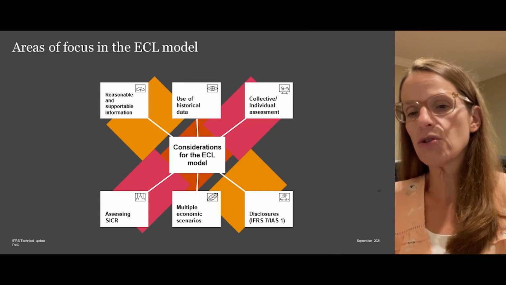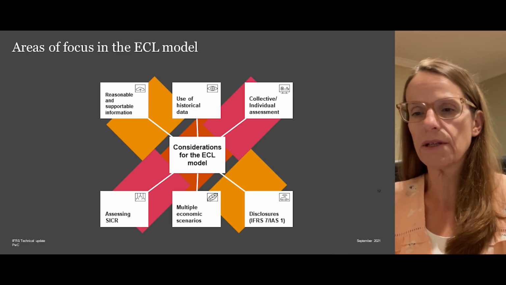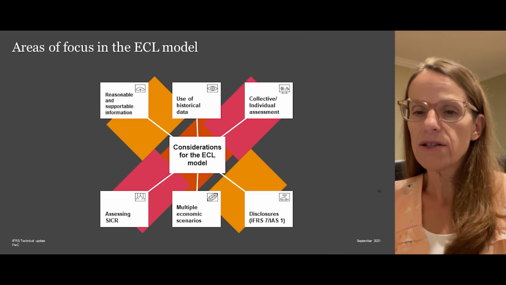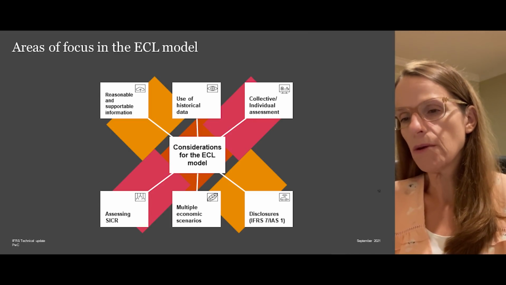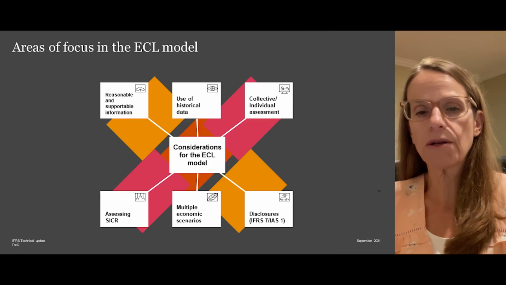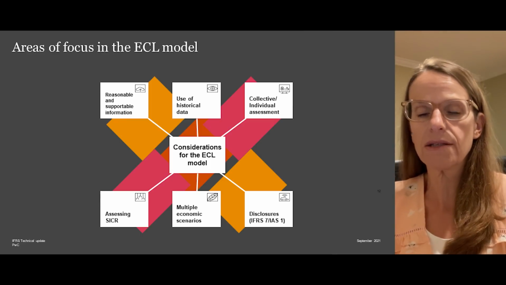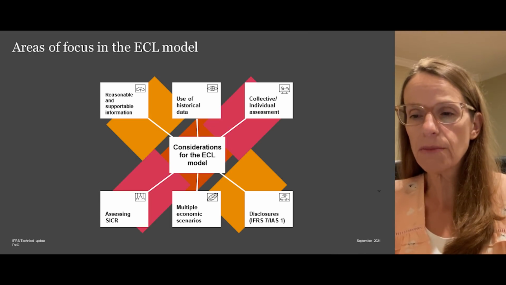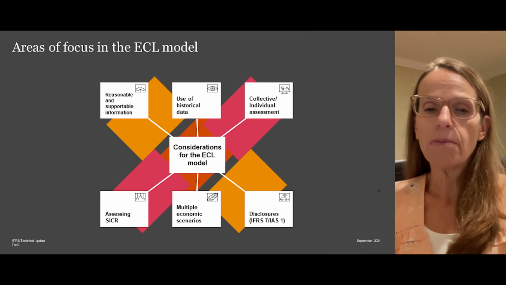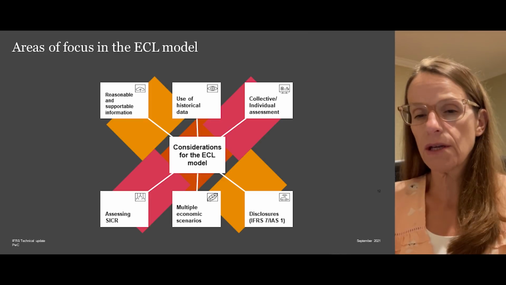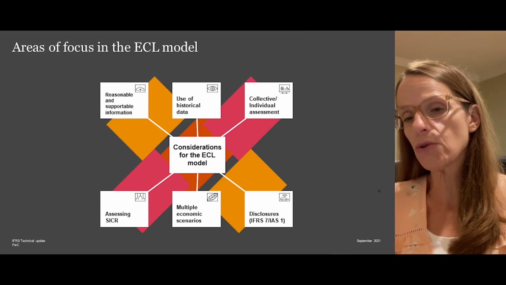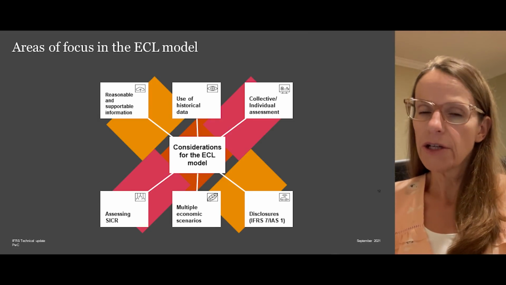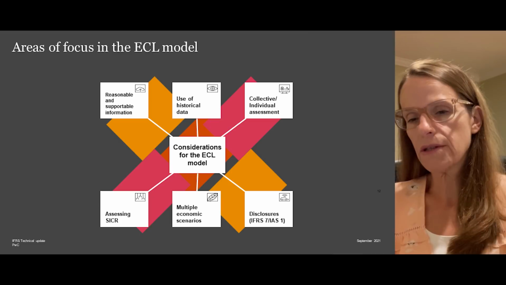Another area of focus is historical data. Now, historical data should be adjusted based on the current observable data to reflect the current conditions. Entities should be mindful that historical data, particularly when considering longer-term impact, may not yet reflect the estimated future conditions that may arise as a result of climate change. For example, the effects of flooding might be included to some extent in that historical data, but maybe the frequency or the severity is lower than what may be possible in the future, and that may necessitate an adjustment to that historical data.